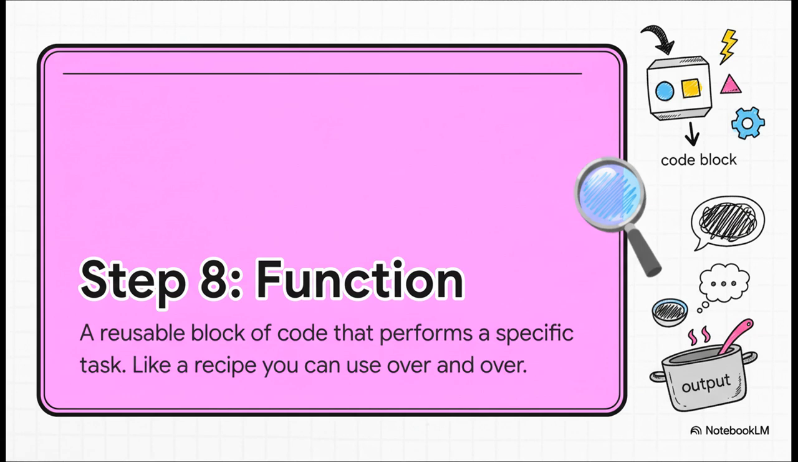Now imagine you have a task that you need to do over and over again, like calculating a sales tax. Instead of writing out all the steps every single time, you can bundle them together into what's called a function. It's like a mini program or a recipe. You write the recipe once, give it a name, and then you can just call that name whenever you need it. It's a huge time saver.